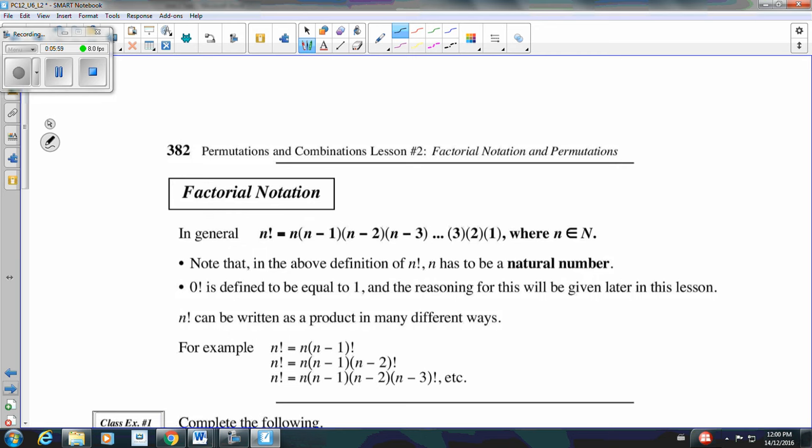So n factorial can be written as the product in many ways. All this notation is saying is we take our number and we continually multiply by numbers decreasing by 1 until we get down to 1.